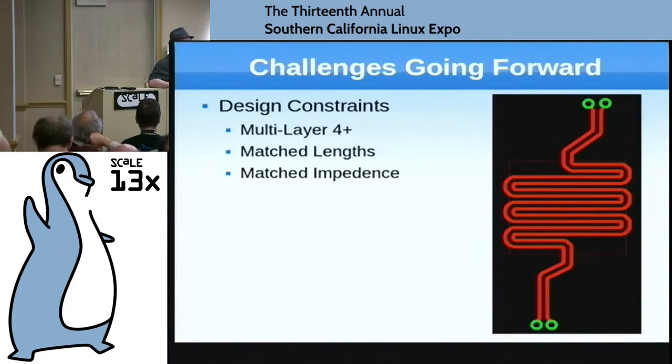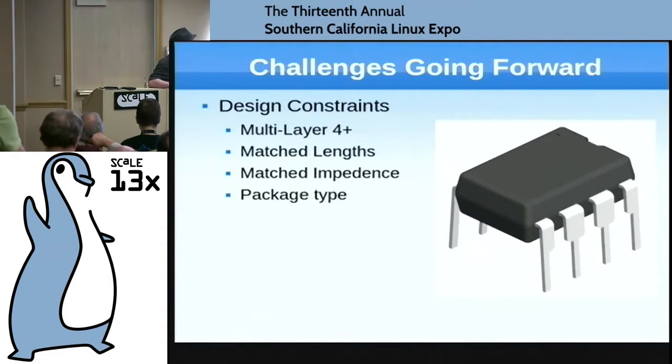In addition to the matched lengths, you also have matched impedance. These are not necessarily complex calculations, but calculations that have to be done in order to make sure that the traces are correct. And generally, again, this is not something that the maker community has been experienced with. So there's going to have to be a transition to educating the maker community on how to use these particular items. And lastly is package type.